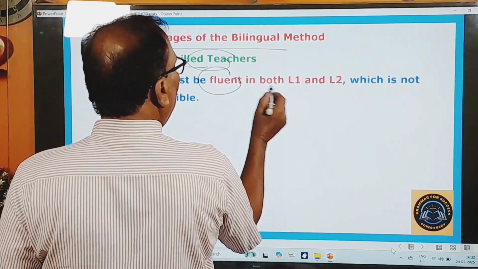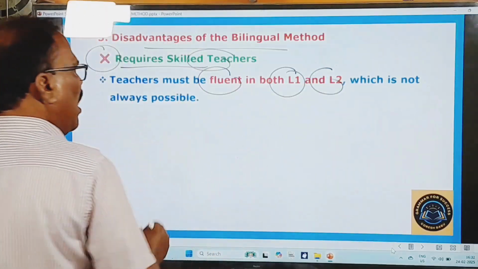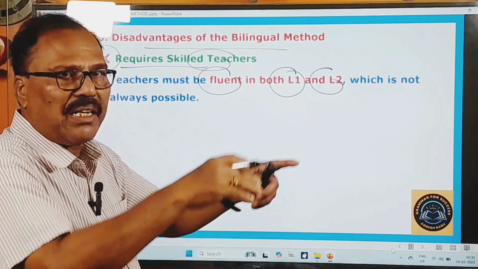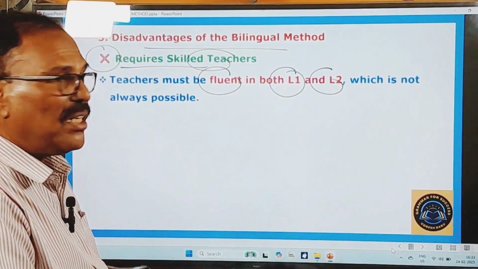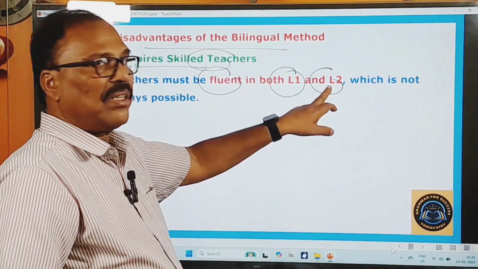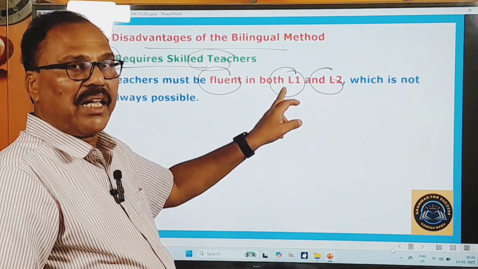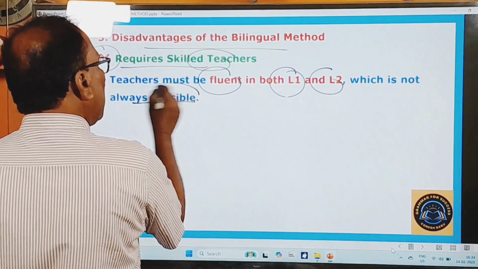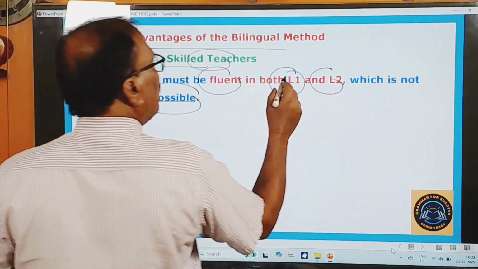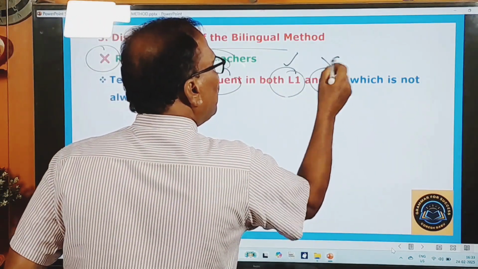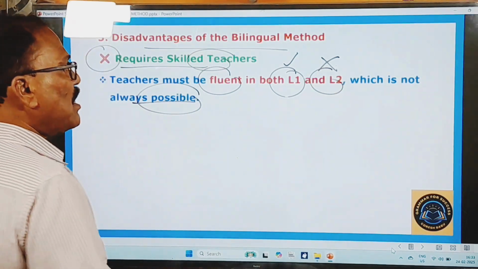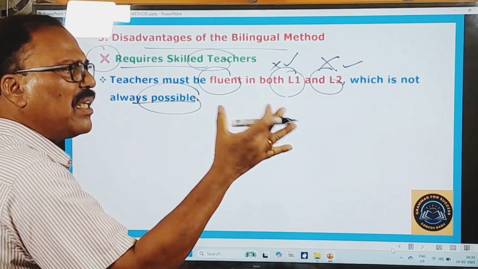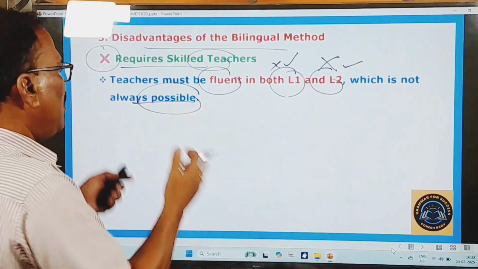Teachers must be fluent in both L1 and L2. Already I have dealt with this point. The teachers who adopt this bilingual method in their classrooms must be proficient not only in L1 but also in L2. In this way, they are expected to be fluent in these two languages, which is not always possible. Generally, this is not possible. Most of the teachers may be proficient in L1, but they may not be proficient in L2. Some teachers may be proficient in L2, but they may not be proficient in L1. So, either way it may be so. That's why this is just not possible.